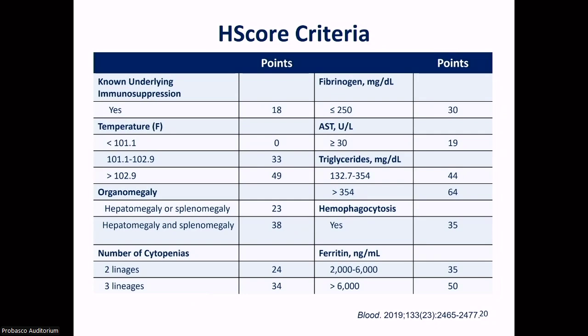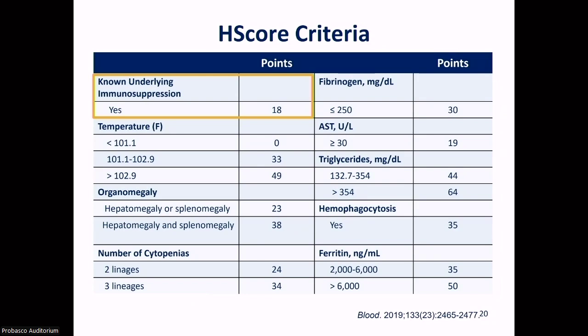So now that I've filled you with confidence about our HLH 2004 criteria, we also have another tool called the H-score. This was developed by a French physician by retrospectively analyzing adult cohorts of ICU patients. So we see a lot of the same concepts here, but with one great addition, that is known underlying immunosuppression.